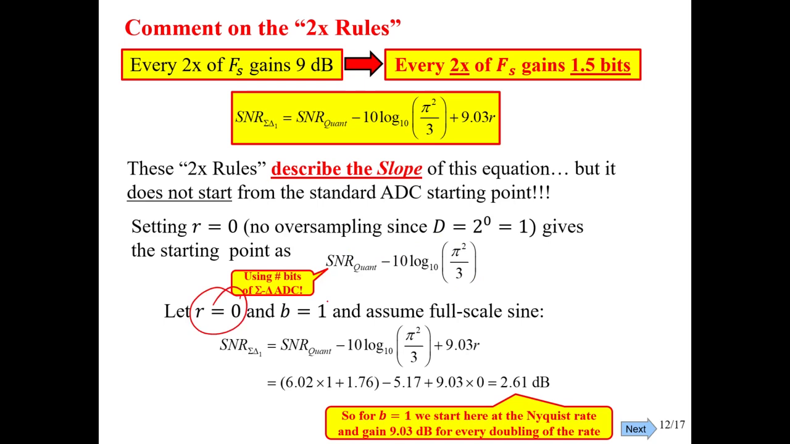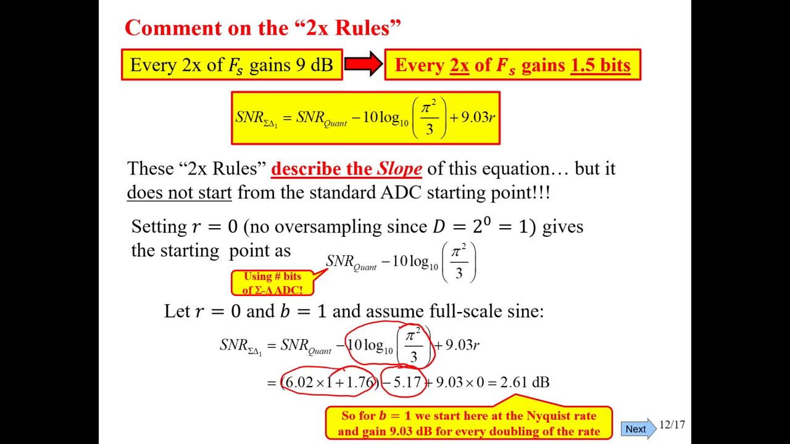Set R equal to 0, set B equal to 1, and assume a full-scale sine wave. So now we can put in our 6.02 times 1. The 1 comes from the 1 bit. The 1.76 was what we had for a full-scale sine wave. And then we evaluate this penalty with the negative sign out in front. That's minus 5.17 dB. So that's almost undoing all of that.